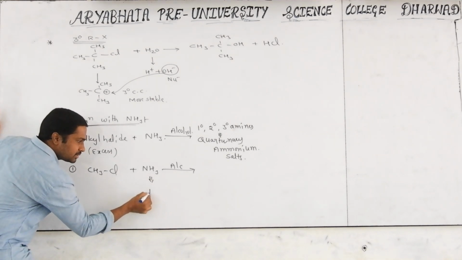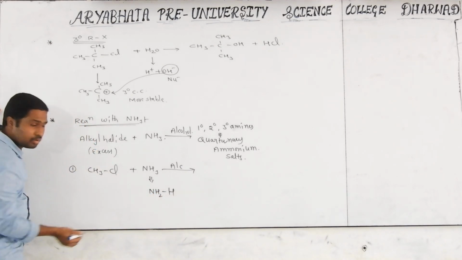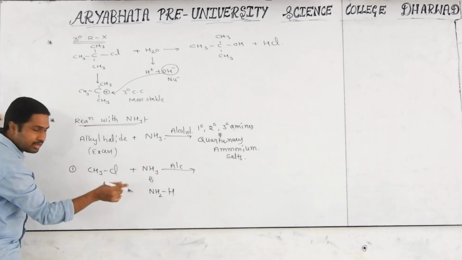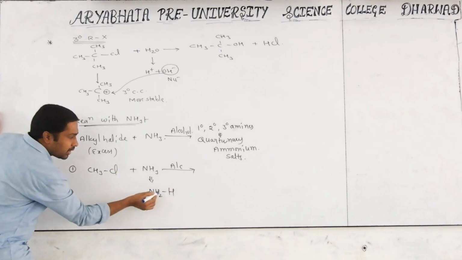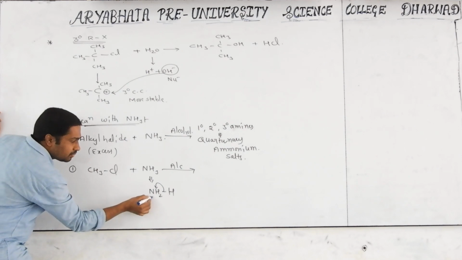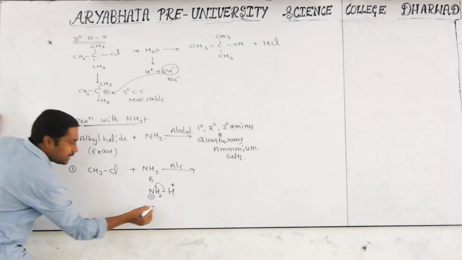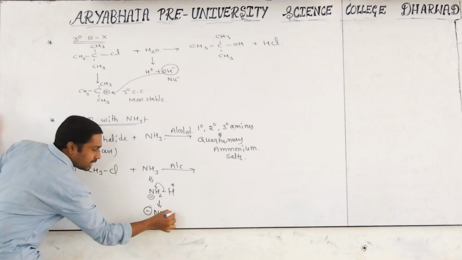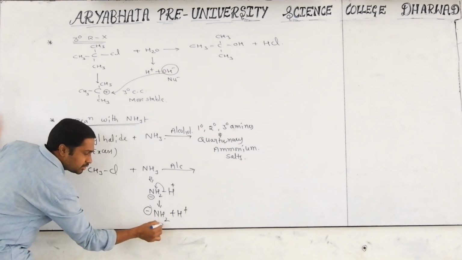NH3, for my convenience I am writing it like NH2 and H. Any problem? No. So between nitrogen and hydrogen, is the sharing equal or unequal? Unequal, because nitrogen is the relatively more electronegative element. The shared pair of electrons shifts towards nitrogen. Then nitrogen gets a partial negative charge and hydrogen becomes positive. It will break down like this: NH2 minus and H plus. Now NH2 minus itself is acting as which one?